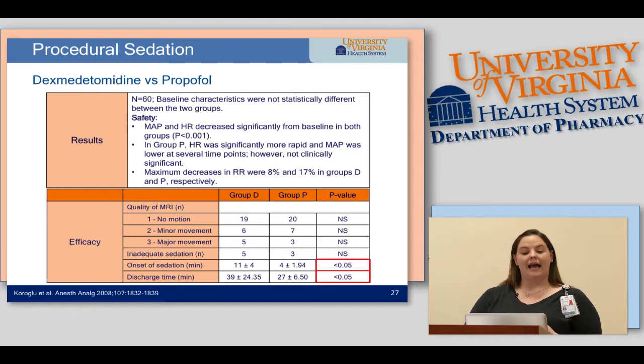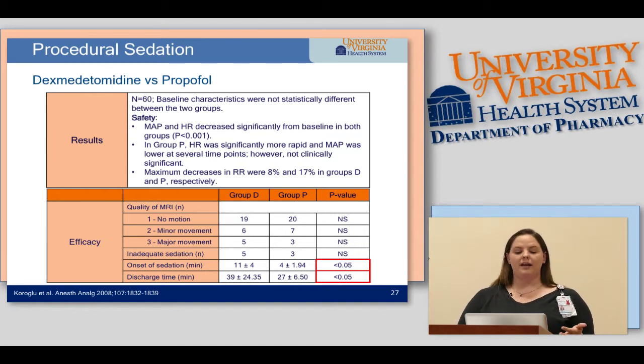So when looking at the efficacy, as you can see, the quality of MRI was not statistically different between the group that received Dex and the group that received propofol. And then when looking at onset of sedation, the patients that received propofol had a shorter time to onset of sedation, as well as a shorter time to discharge. So that means that propofol came on quickly as well as came off quickly in this patient population.